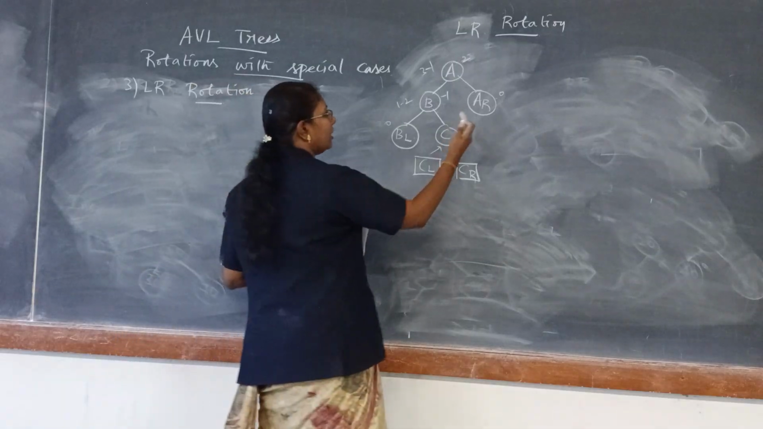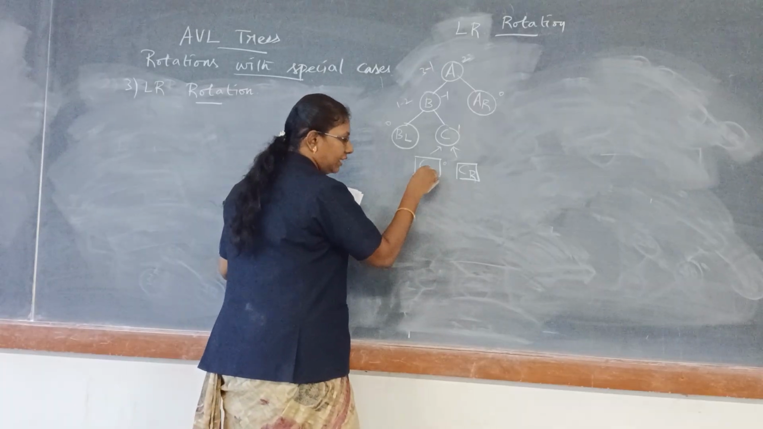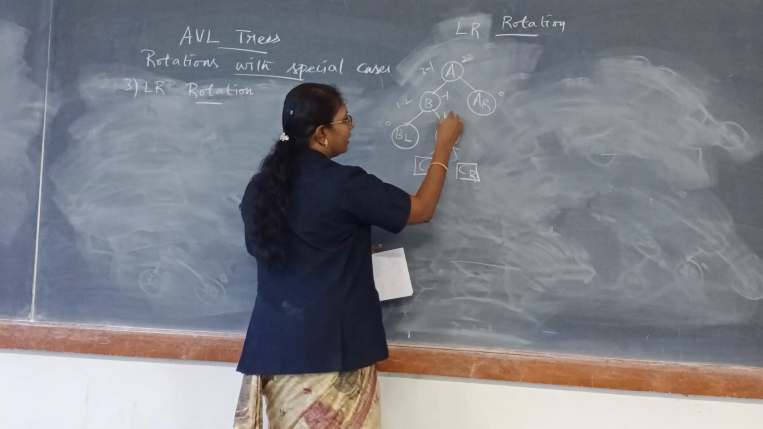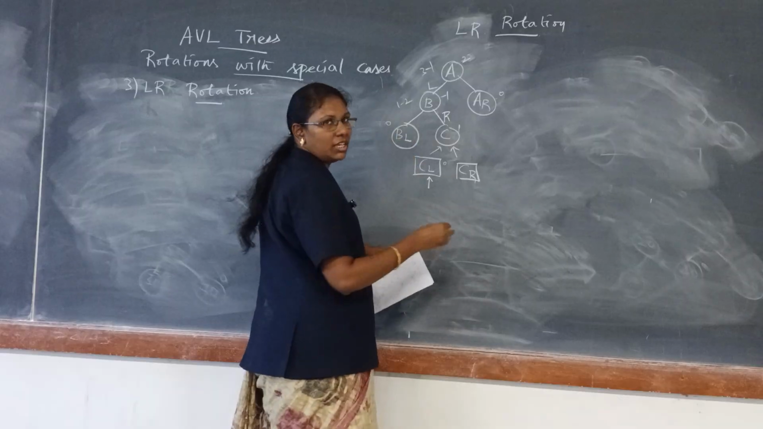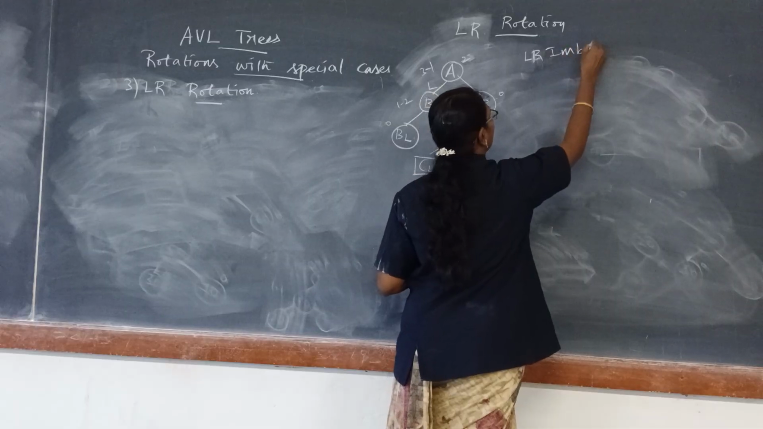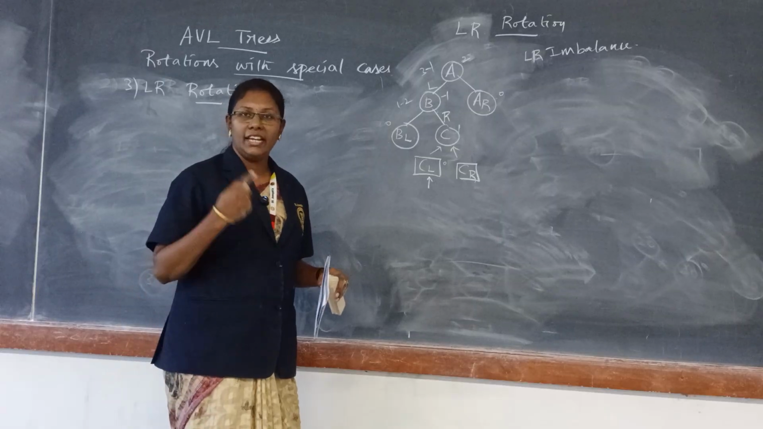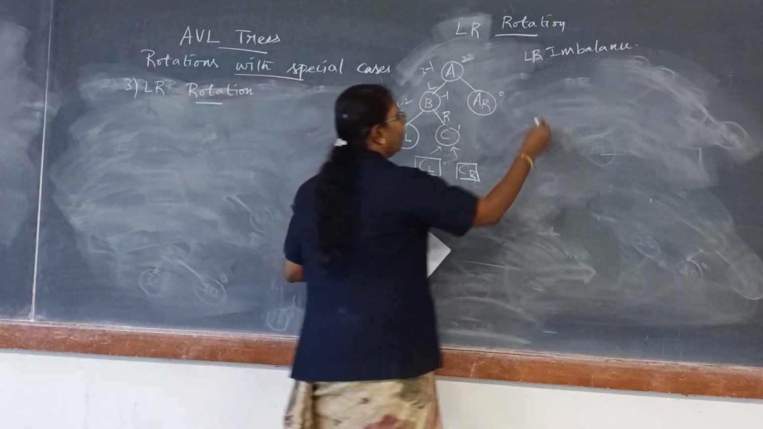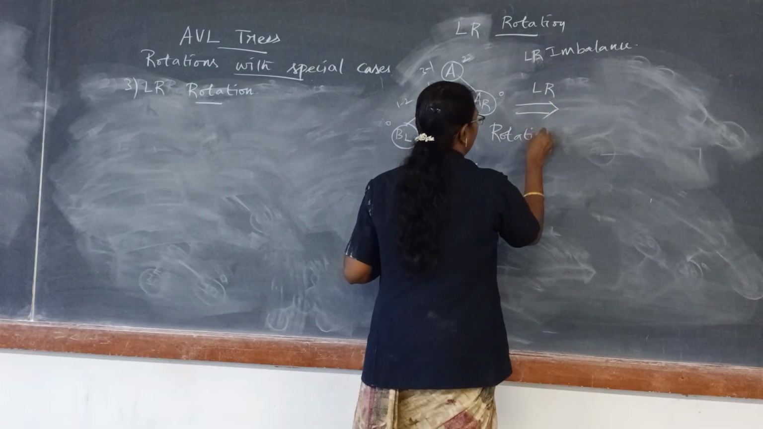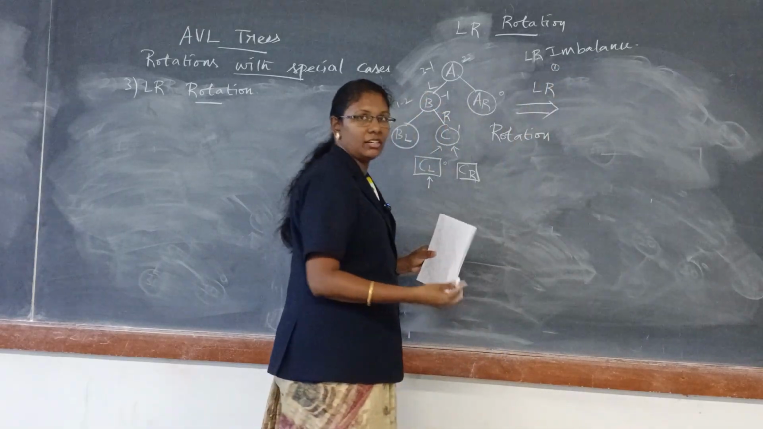What type of imbalance occurred? If I am inserting the left child of this C, it is inserted into the right child of the left subtree. So the imbalance that occurred is LR imbalance. So I need to perform LR rotation. For LR rotation, in the first step, I need to perform R rotation, right rotation.